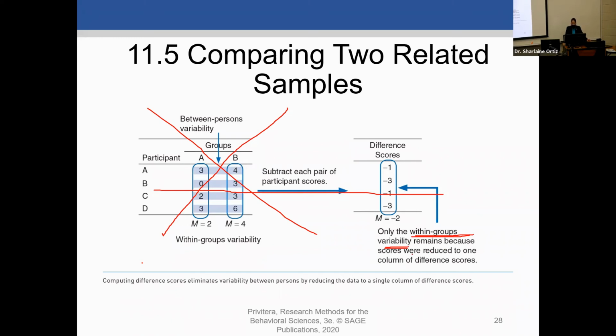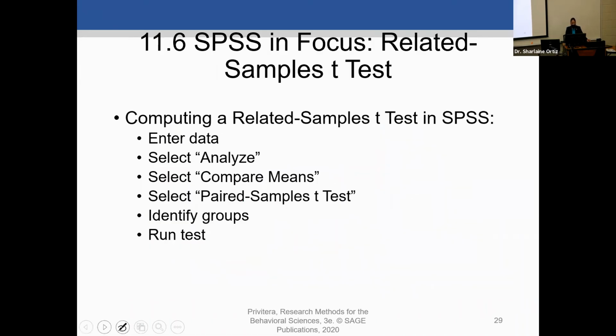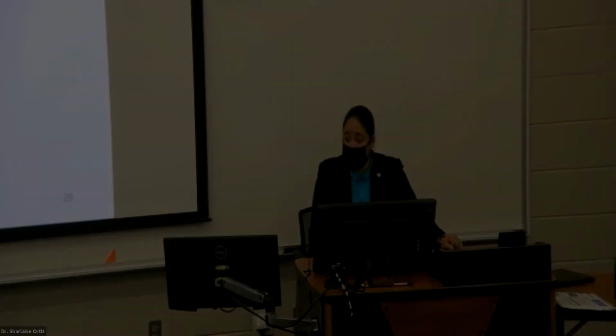Notice that in this specific case, the scores were reduced to the one column. So notice that now we're not having necessarily that variability here, but I have reduced it. So instead of two columns, I have reduced this variability to simply one column, the difference scores. And because of that, I am only left with the variability within groups. So any questions about that? Any questions? All right, good deal.